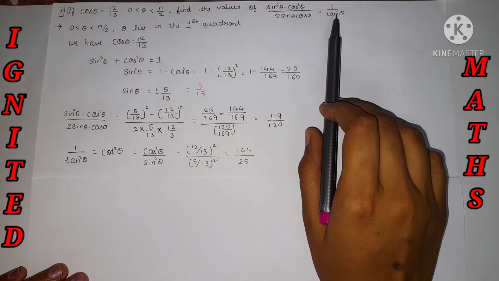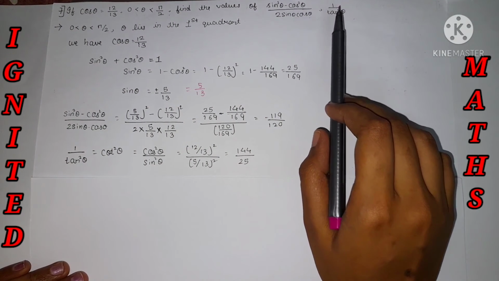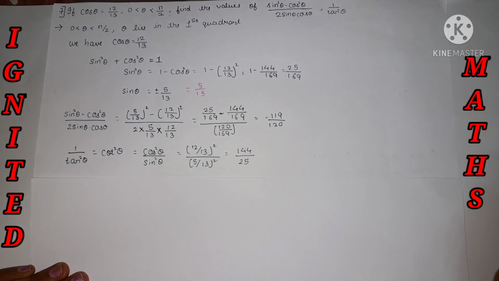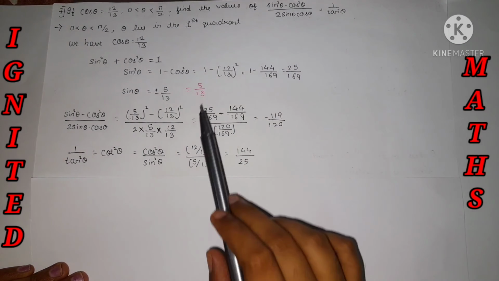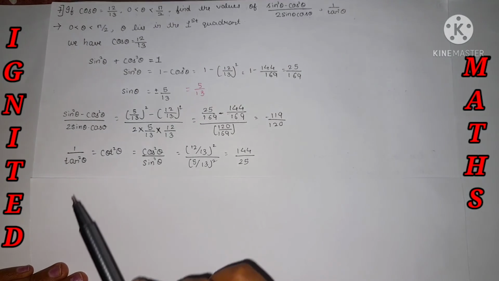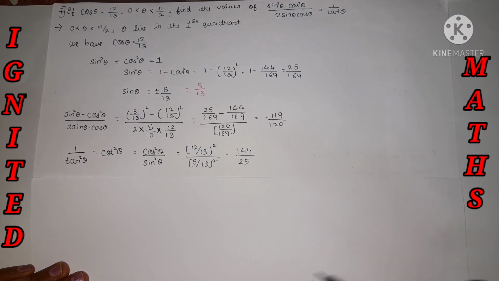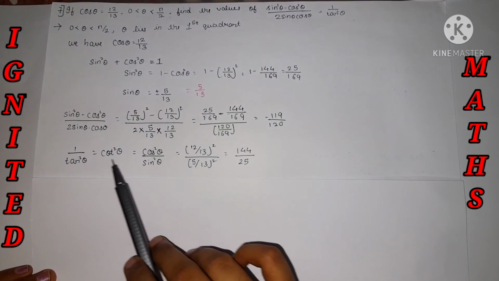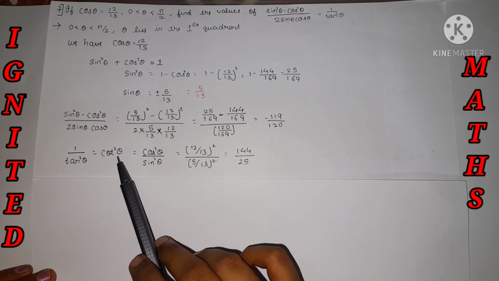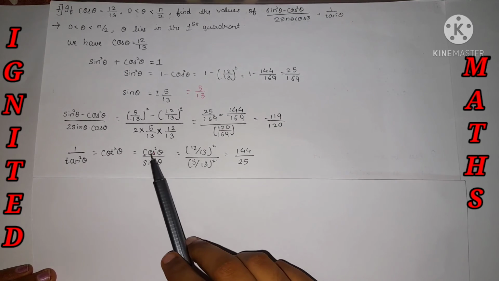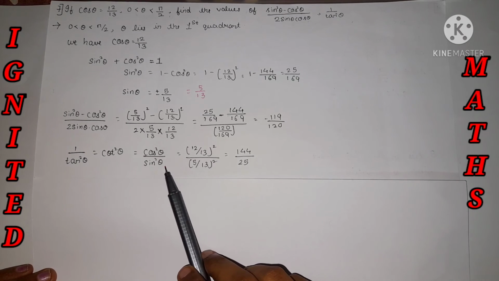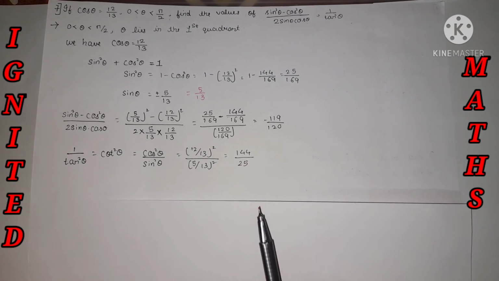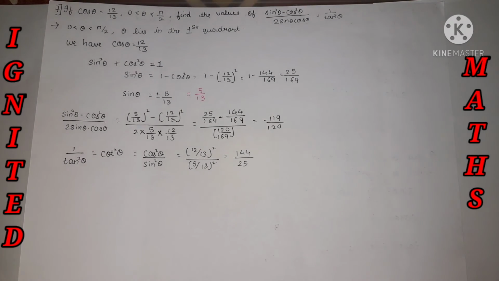Now one more question is given, that is 1 by tan square theta. So how do we find tan theta? Tan theta is equal to sin theta by cos theta. The sin theta value is over here and the cos theta value is over here, so if we find it, we will get the answer. Otherwise, 1 by tan square theta is equal to cot square theta, since 1 by tan theta is equal to cot theta. So cot square theta is equal to cos square theta divided by sin square theta. We have the values, and if we put them in, we will get the answer. In both ways we can find the answer.